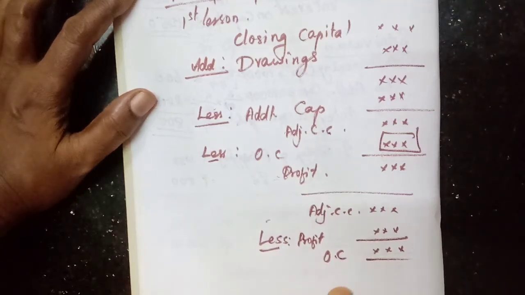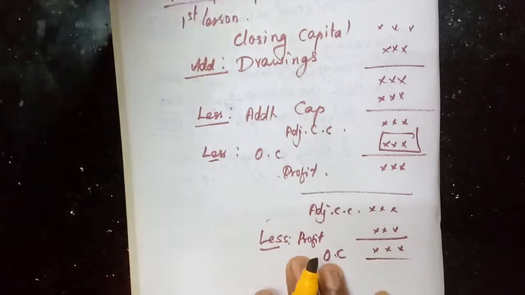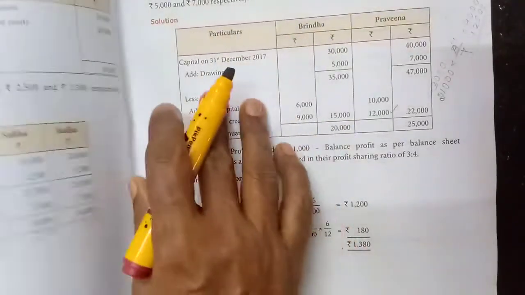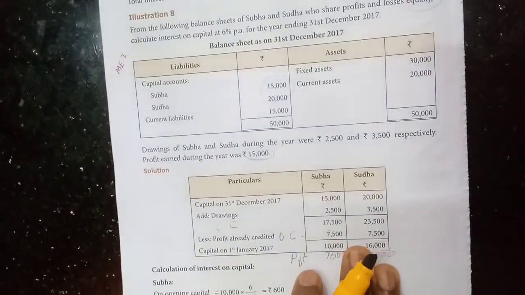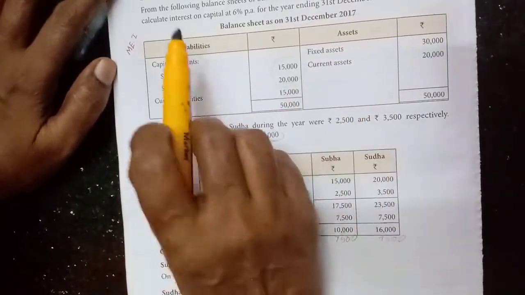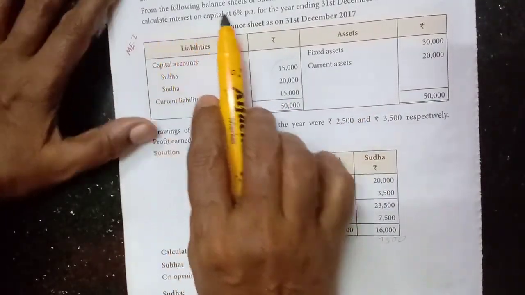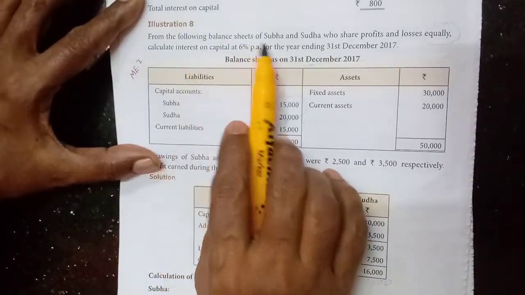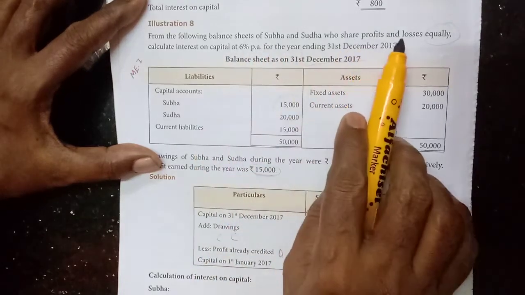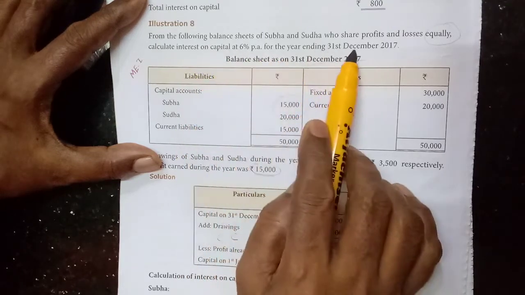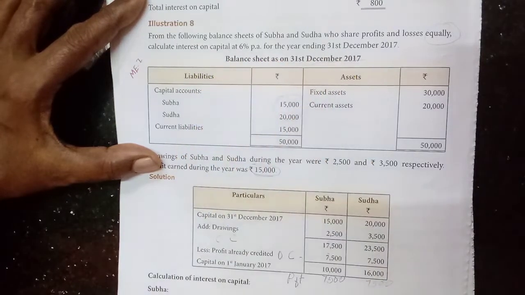Okay, now we will see the next illustration, the 8th illustration. They have asked this for 3 or 5 marks, as per their wish, so you should know this type also. I will read this one. From the following balance sheets of Subha and Sudha, who share profits and losses equally, calculate interest on capital at 6% per annum for the year ending 31st December 2017.